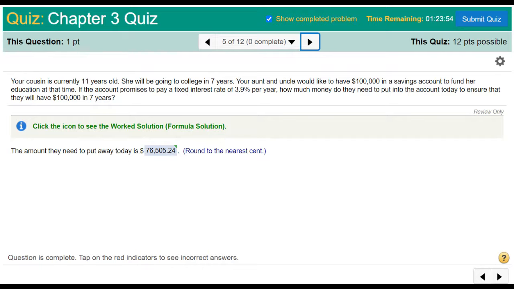So here we have to take the present value of $100,000. So N equals 7, IY equals 3.9, payment is 0, future value is 100,000, and then compute for present value. And you should come out to 76,505.24.